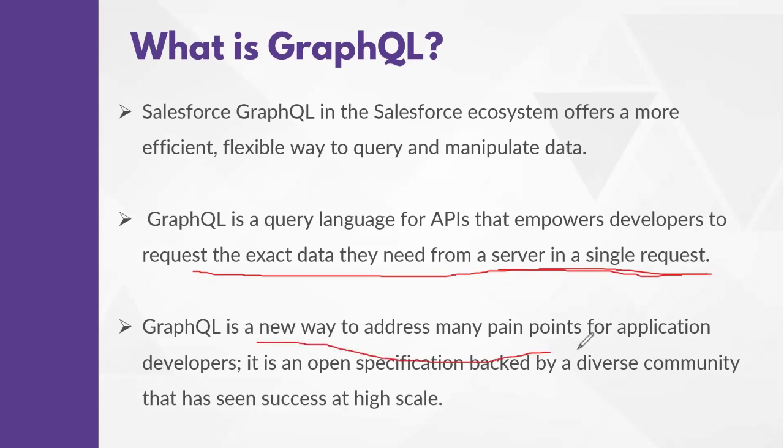It's a new way to address many pain points for application developers. It's an open specification backed by a diverse community that has success at high scale. So GraphQL is in demand these days. Now the question comes: when was GraphQL introduced? GraphQL was designed by Facebook in the year 2012 while crafting the Facebook application. Gradually, GraphQL is being used by other technologies as well, and Salesforce has also incorporated GraphQL within it. It serves a powerful data fetching API interface that is easy to learn. It's an open source query language, making APIs fast and flexible, and a way to give experts the ability to develop APIs with desirable methods.